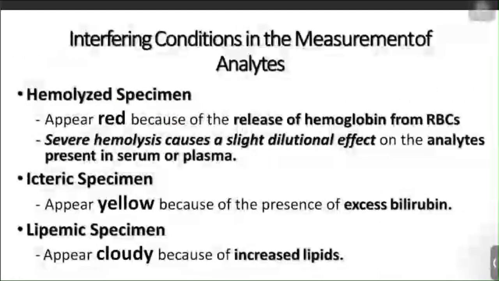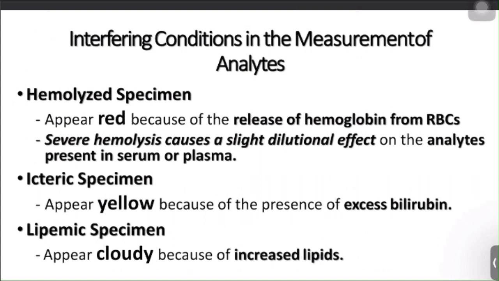So, interfering conditions in the measurement of analytes. Of course, you do have your hemolyzed specimen. A hemolyzed specimen appears red because of the release of hemoglobin from RBCs. So, what is a hemolyzed specimen? Your red blood cells are already destroyed, which releases the hemoglobin content inside the blood. So, your serum or plasma appears red in color. Okay? Severe hemolysis causes a slight dilutional effect on analytes present in the serum or plasma. So, some analytes are affected if ever you have a hemolyzed sample. Okay? Because your RBCs contain a lot of analytes, and those analytes will affect the concentration inside your plasma or serum if ever the blood is hemolyzed.